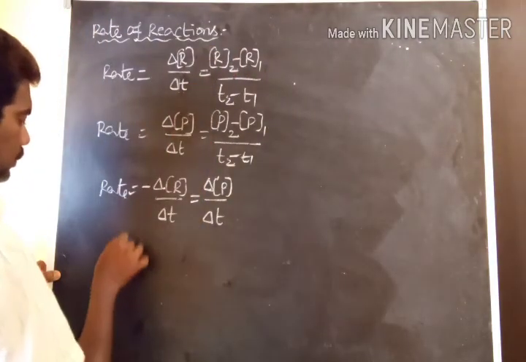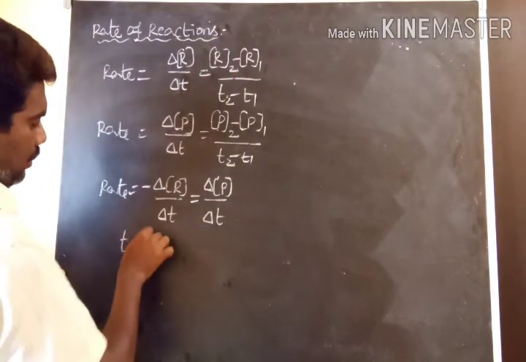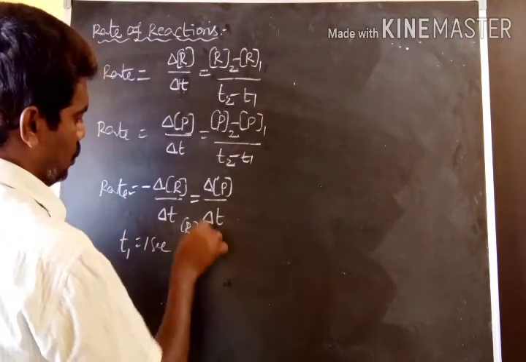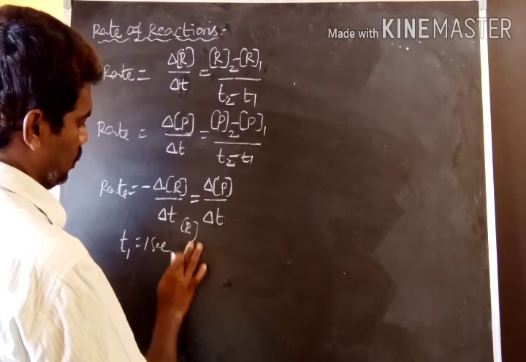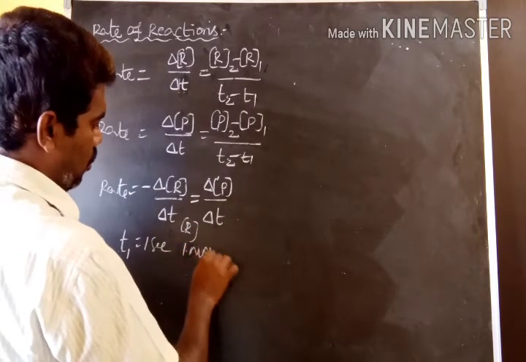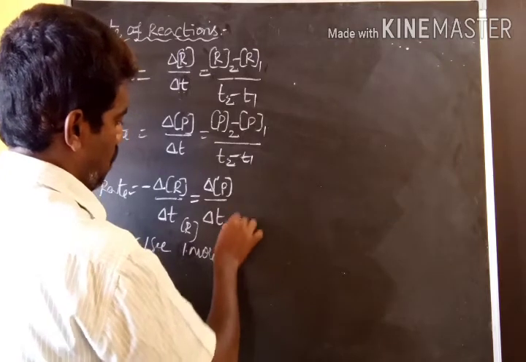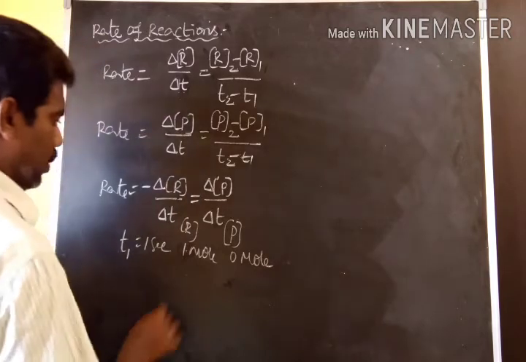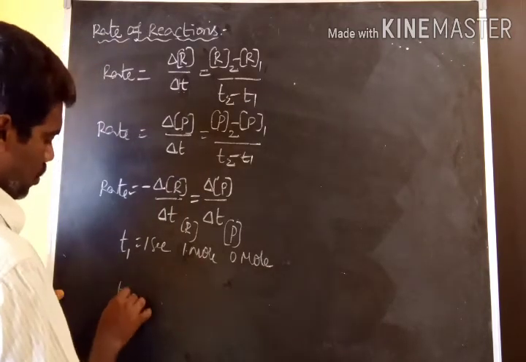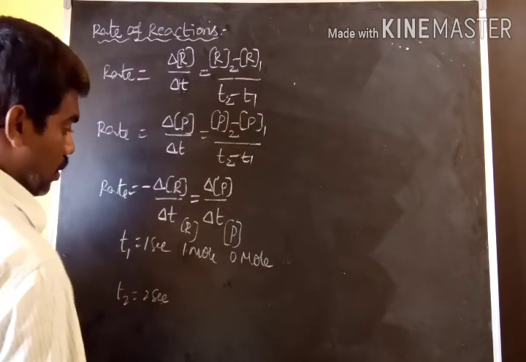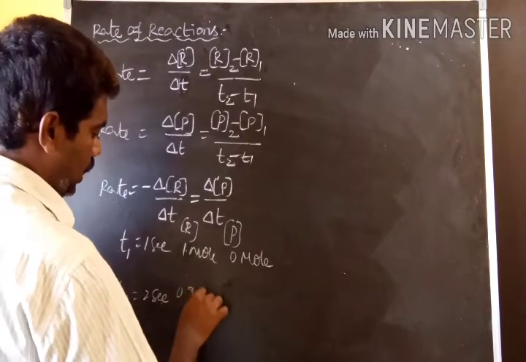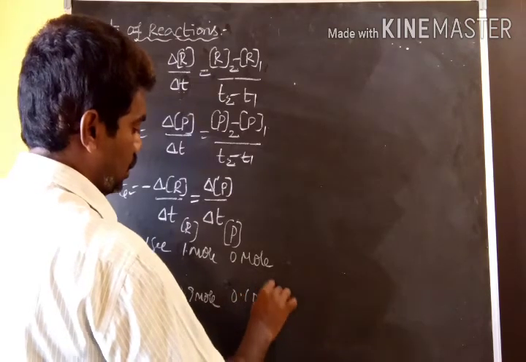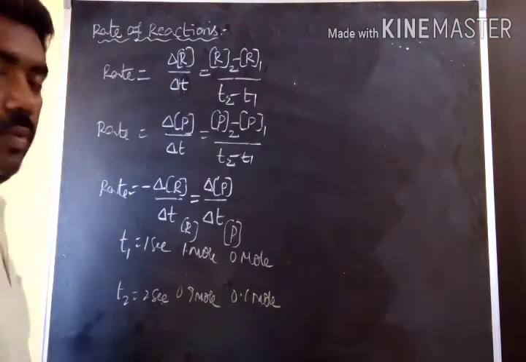For example, at time T1, 1 second, the reactant concentration is 1 mole and the product concentration is 0 mole. Maybe here 0.9 moles, as 0.1 mole is decreased. Then here I am taking 0.1 mole of product.